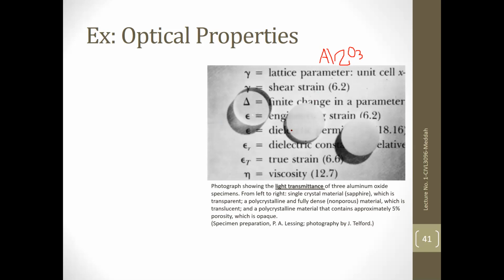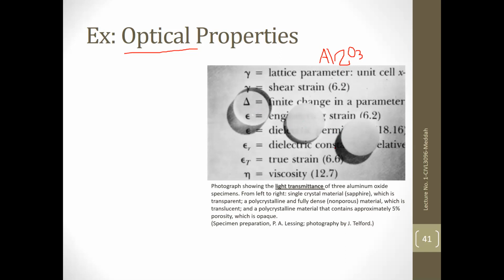So if you look at these three different specimens in terms of optical properties, what we mean here by optical properties is the light transmittance, how they transmit the light through these samples here. So the three samples are made of the same material, the same chemical composition. What is different here? If you look at these three different specimens, what is different between the three?